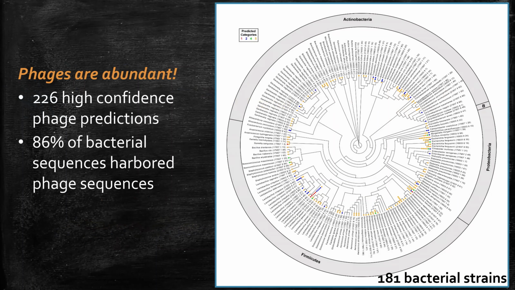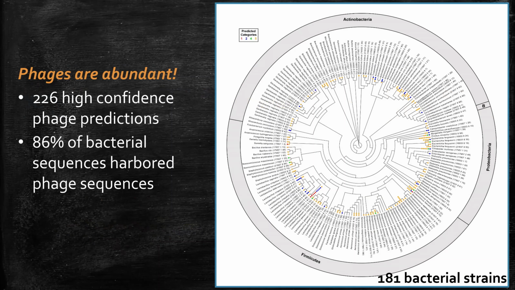On the right, we have an image showing the phylogenetic diversity of bacteria found within the bladder. There are many different bacterial species represented in this figure and included in my analysis. On the phylogenetic tree, we have indicated strains containing phage sequences detected by our pipeline. Each colored dot represents one phage sequence.